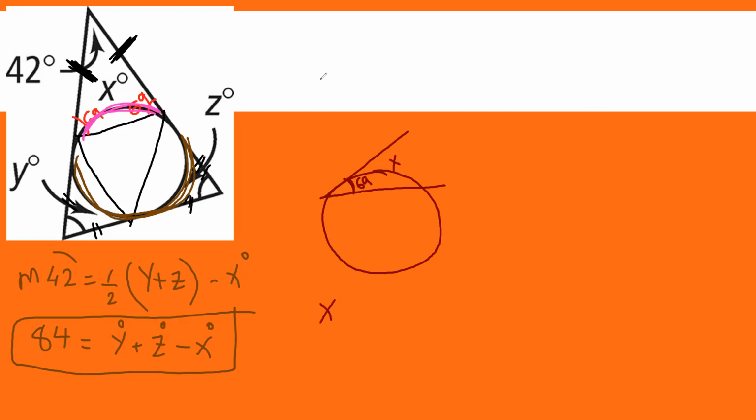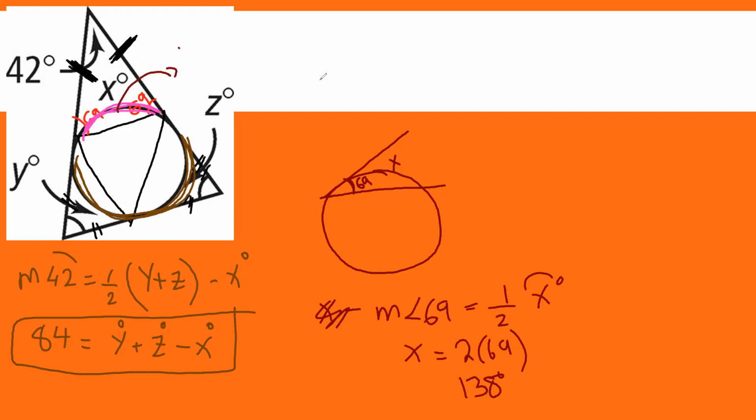So x will be, in other words, the measure of this angle, which is 69, is half the intercepted arc, which is arc x. That means x will be twice 69, which is 138. So x here is 138.